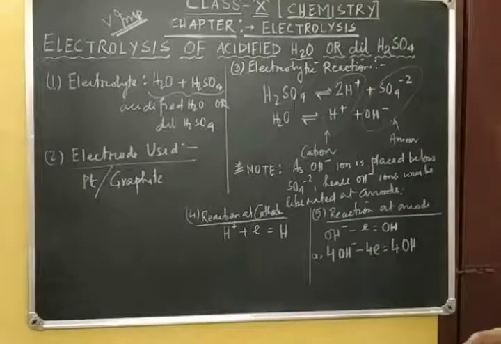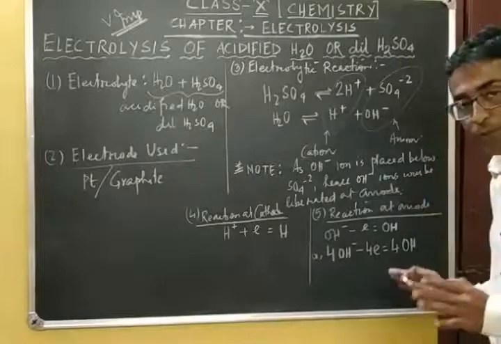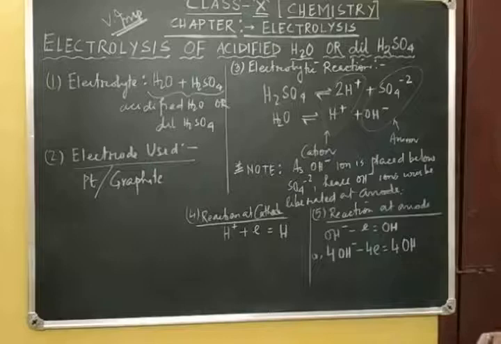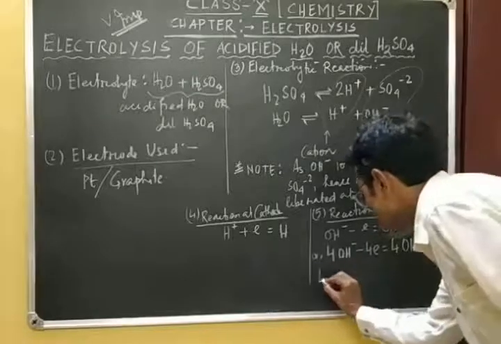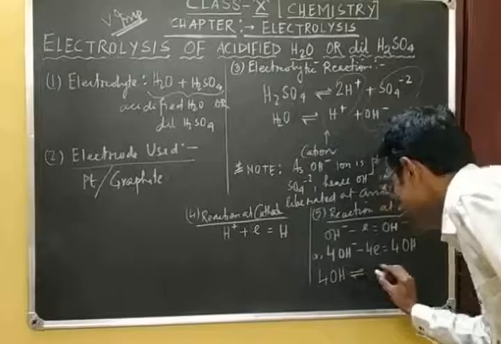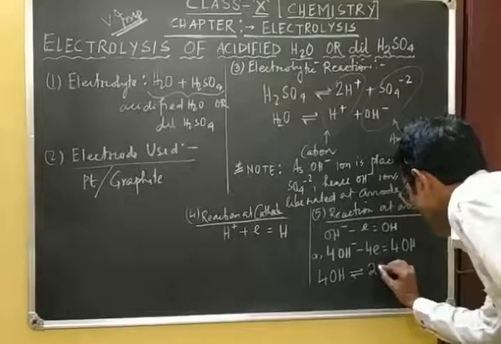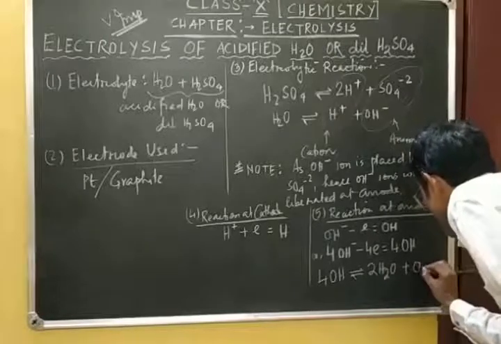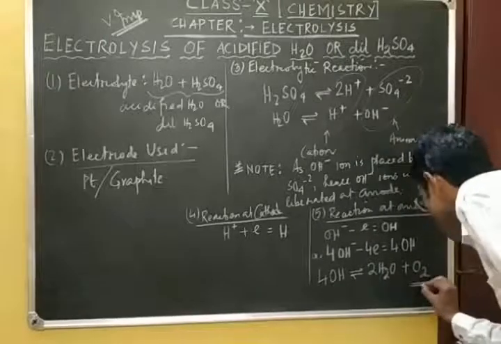You have to wait for one more step. Up to now, I will be balancing it. So the number of electrons gained equals the number of electrons lost. So 4OH will form, see here very carefully, 2H2O plus O2. We have to form O2.